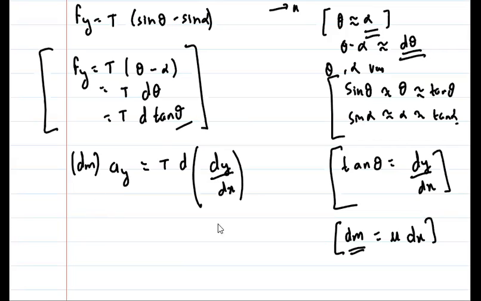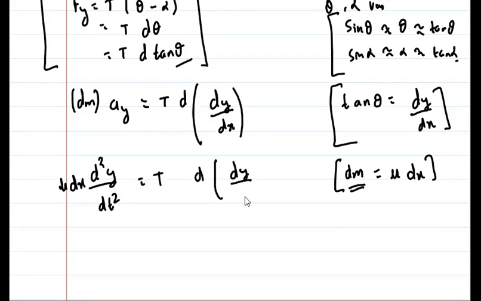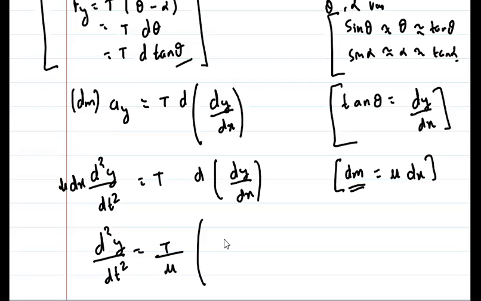Now put the value of dm here. See, your answer has come. You already got your answer. d square y by dt square into mu into dx is equal to tension into d dy by dx. Bring dx over here, and mu over here, so d square y by dt square is equal to T by mu, because these two are constants, times d of dy by dx, whole by dx.